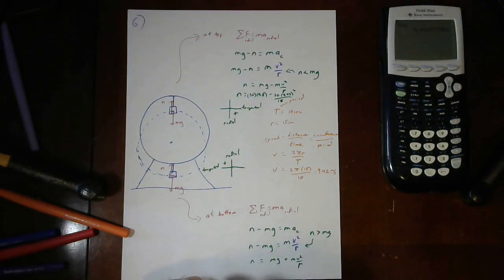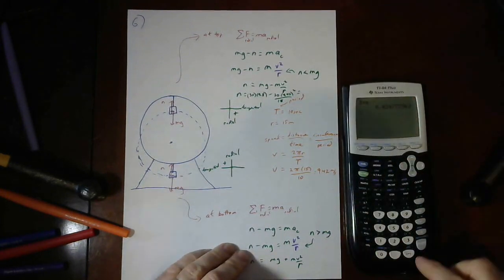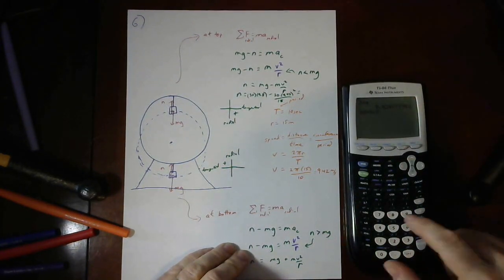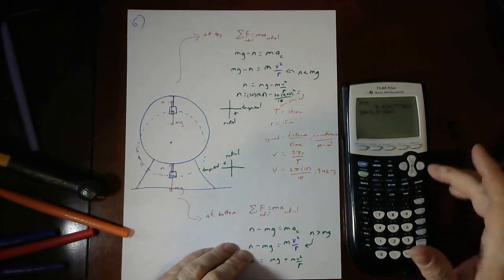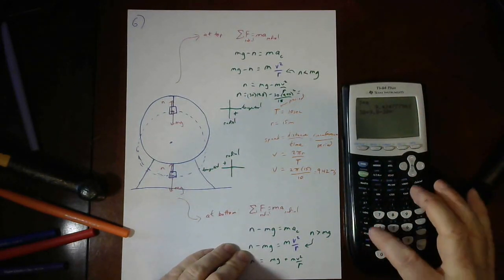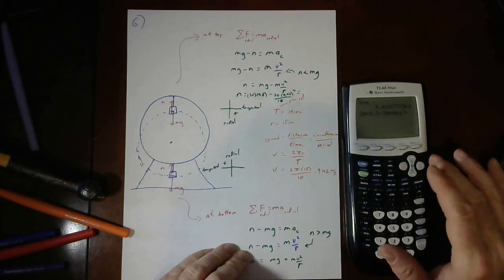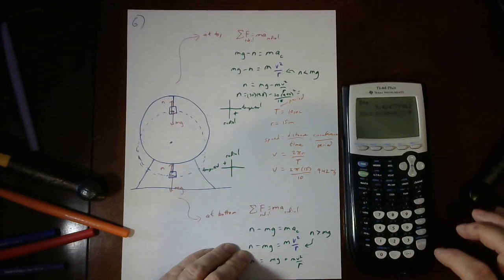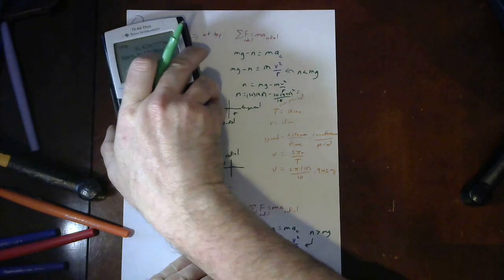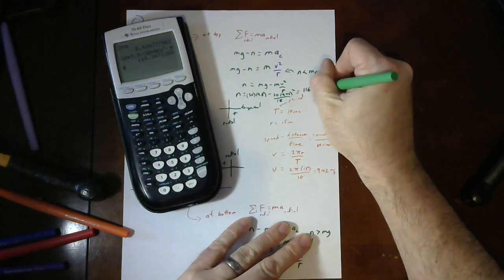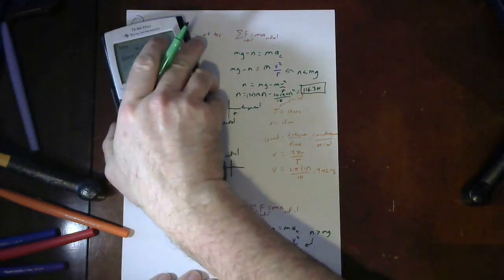Okay. And when I punch that in the calculator, I actually still have the answer there, so I'm just going to use that so I'm not dropping digits here. I got a value of 116.3 newtons. So that's the normal force when the child's at the top.